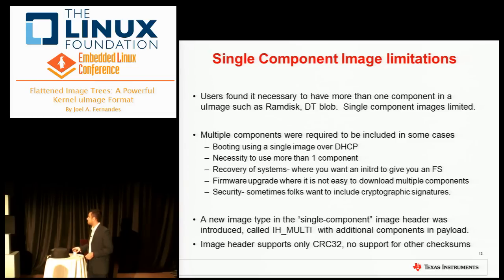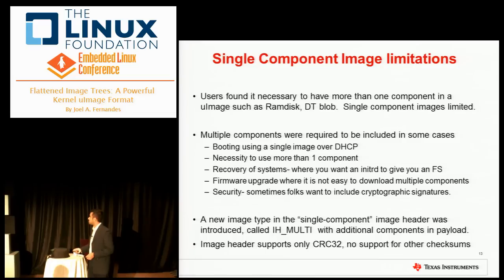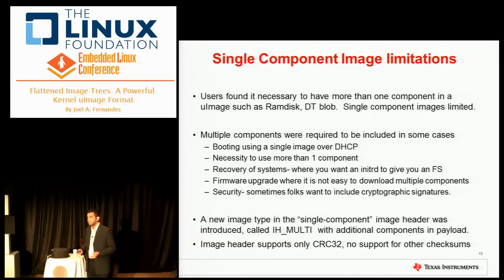So this is the type field I was talking about. It has to say that I'm a multi-component image, and that is what this macro is about, and that's how U-Boot knows that there might be more than one component in this image. And the other limitation of single component images is that the checksum is only limited to CRC32. I mentioned that it's a good thing for checksum, but with CRC32, there is a very small chance that the image is corrupt but the checksum is the same. So these are the limitations of having a fixed size format.